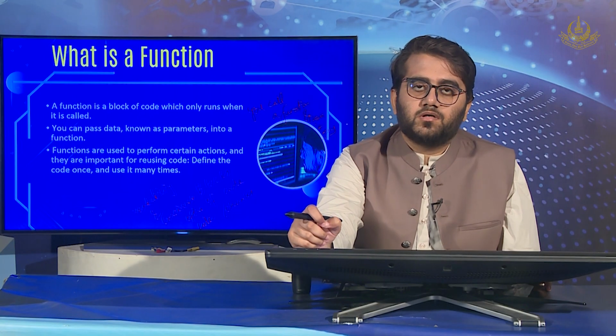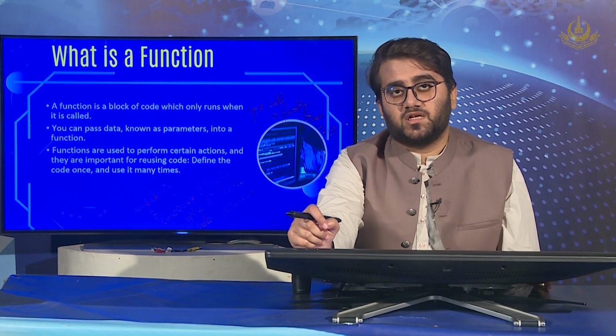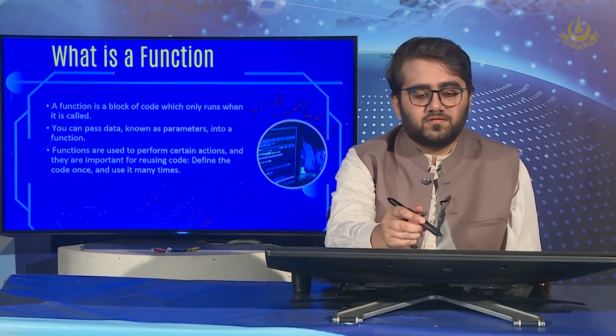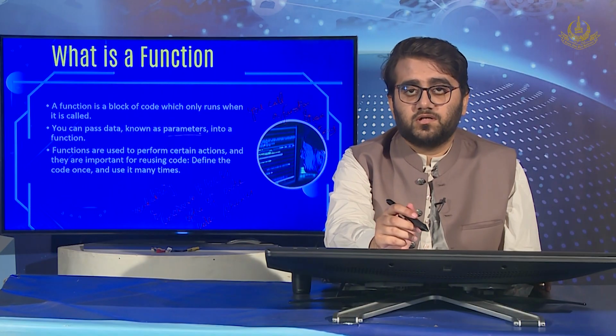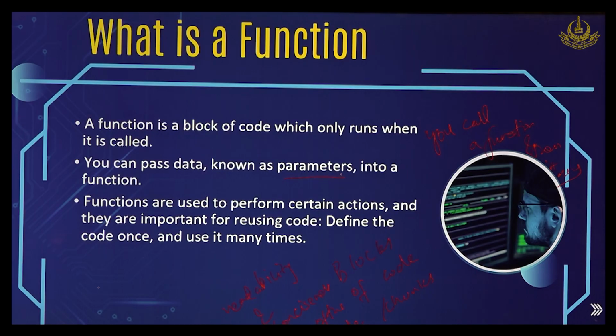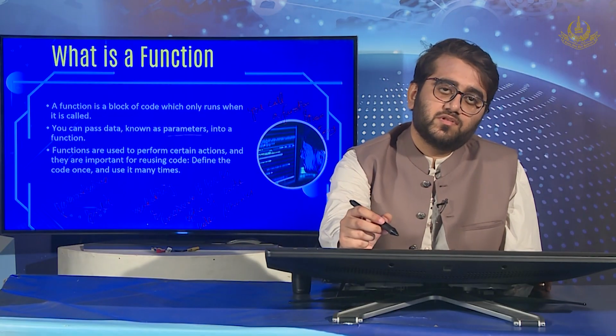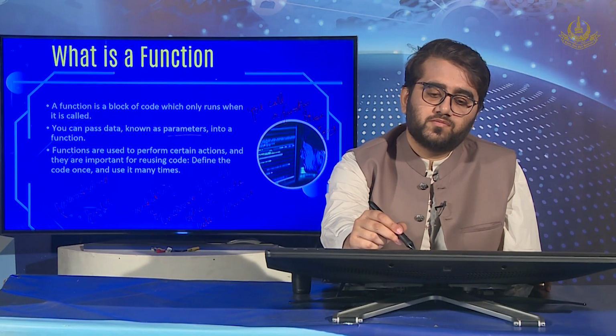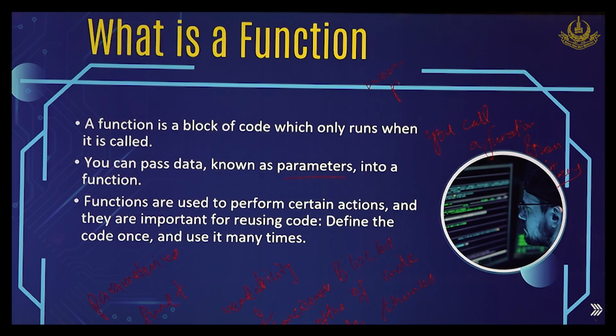There are a number of ways a function can be written. A function can have parameters, which has been written over here, or it cannot have parameters. A function with parameters is called a parameterized function, and a function with no parameters or no arguments would be called a non-parameterized function.